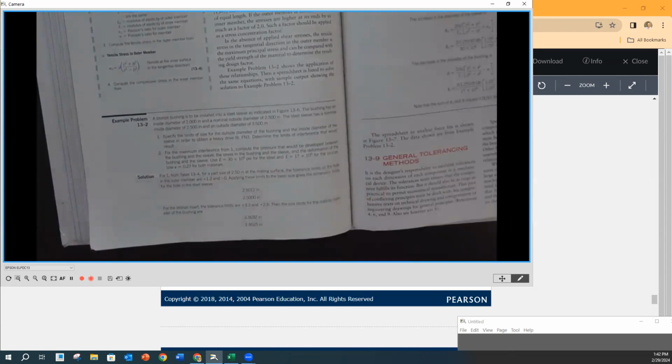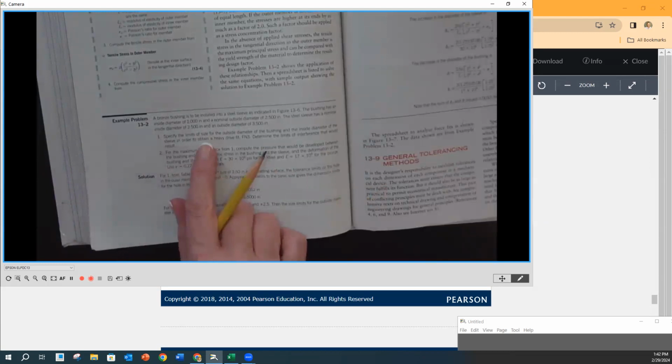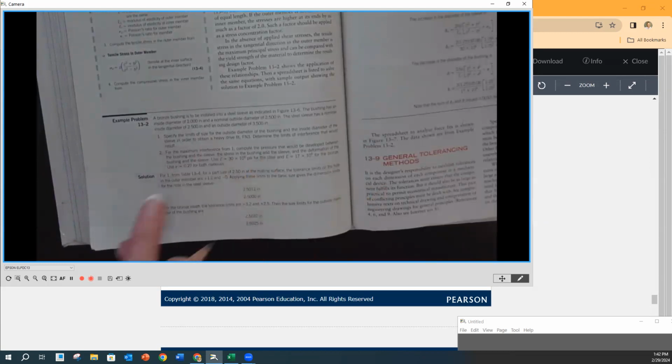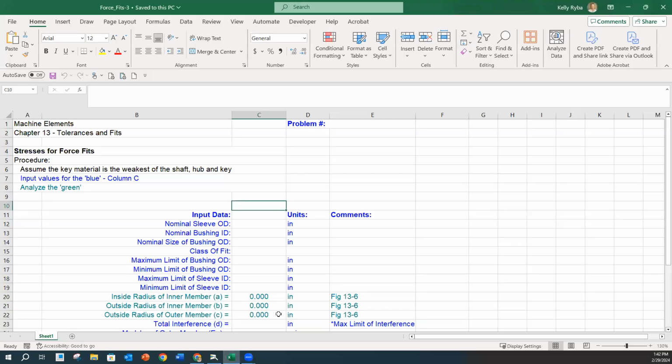So first things first, we're going to do number 1. We have to specify the limits of size. Now, let's take a peek at our spreadsheet and look at how this is set up so we can make sense of what we're gathering here.